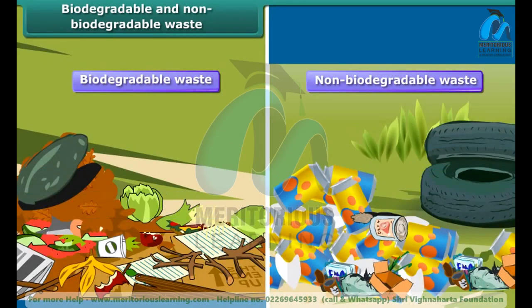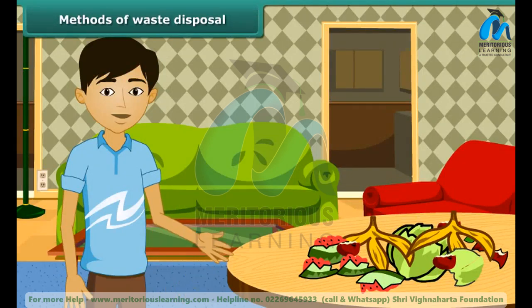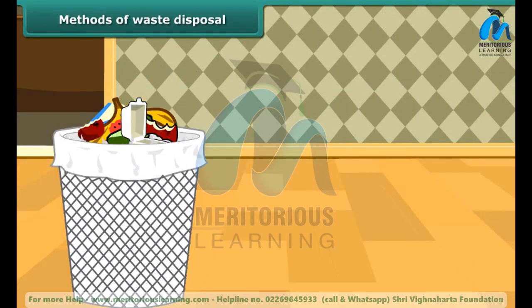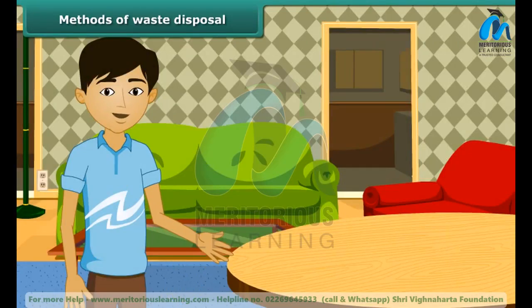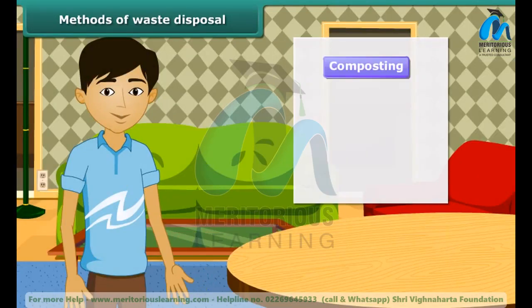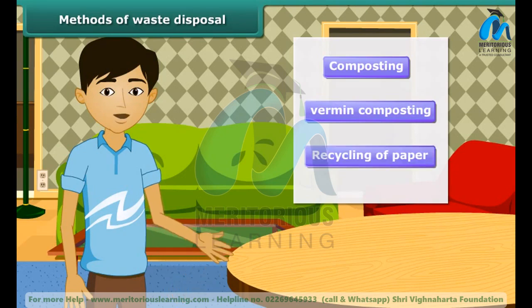Wastes are divided into two categories as biodegradable waste and non-biodegradable waste. Vegetable and fruit skin are biodegradable waste, whereas plastic, metals, and glass are non-biodegradable waste. When we peel off fruit and vegetable skin, it is necessary to dispose of it in dustbin. Careless lying garbage attracts disease-causing insects. Let us look at various methods of waste disposal like composting, vermicomposting, and recycling of paper.